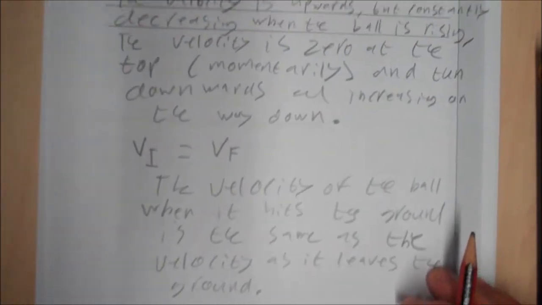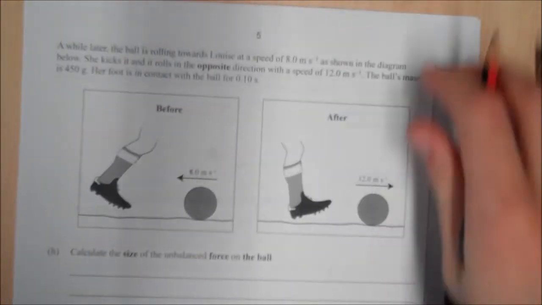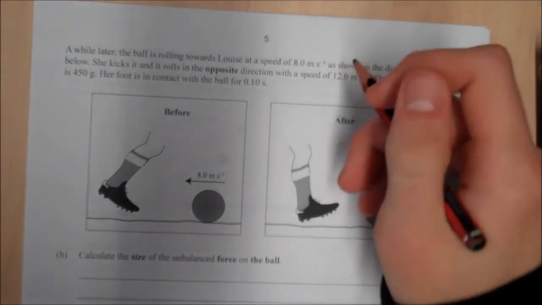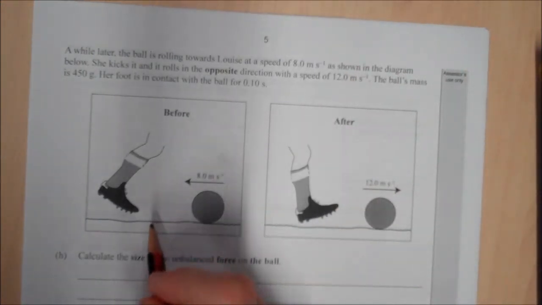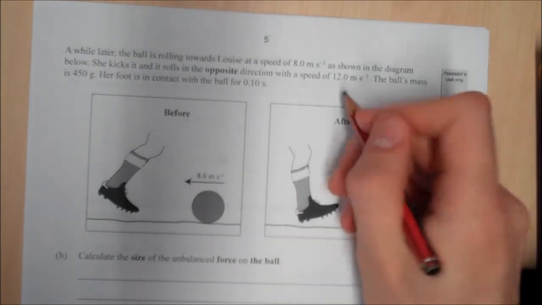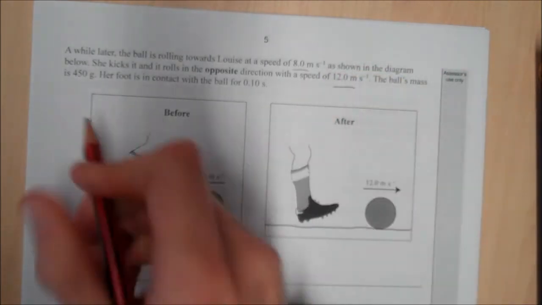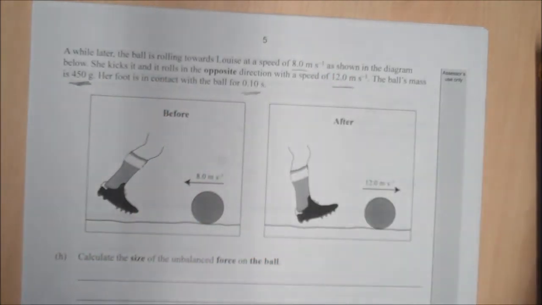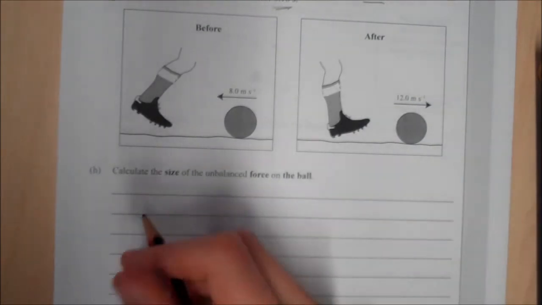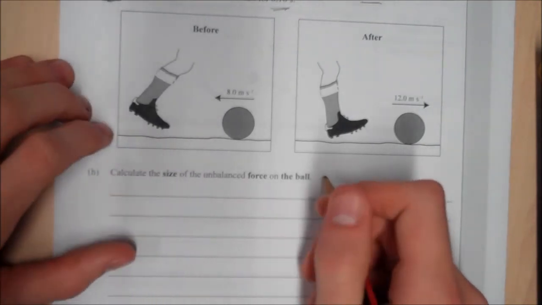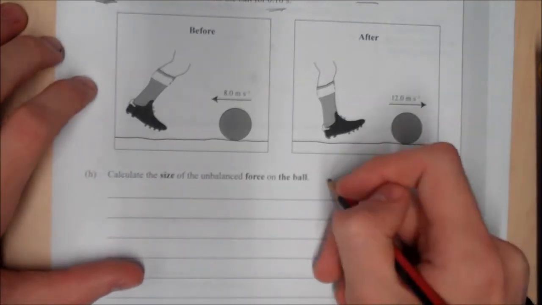I probably went over the limit a bit. My handwriting's terrible. So, a while later, the ball is rolling towards Louise at a speed of 8 meters per second, as shown in the diagram, right? She kicks it and it rolls in the opposite direction with a speed of 12 meters per second. The ball's mass is 450 grams, and her foot is in contact with the ball for 10 seconds. So we need to calculate the size of the unbalanced force on the ball. So essentially, we need to find the net force.